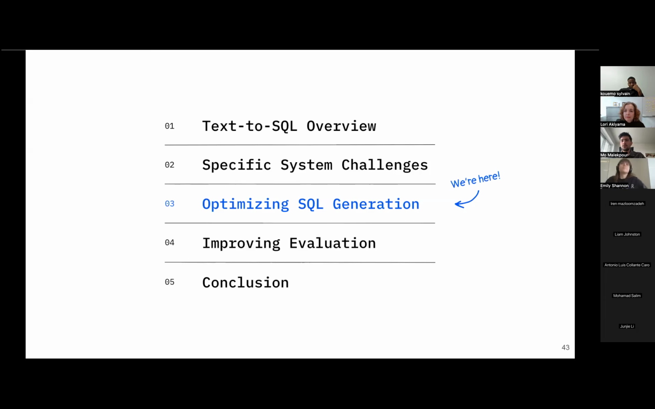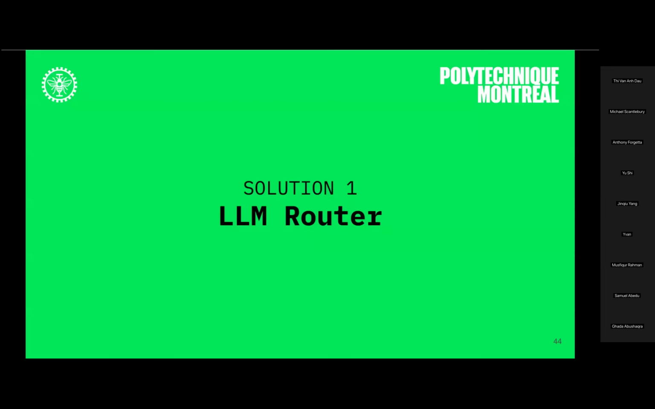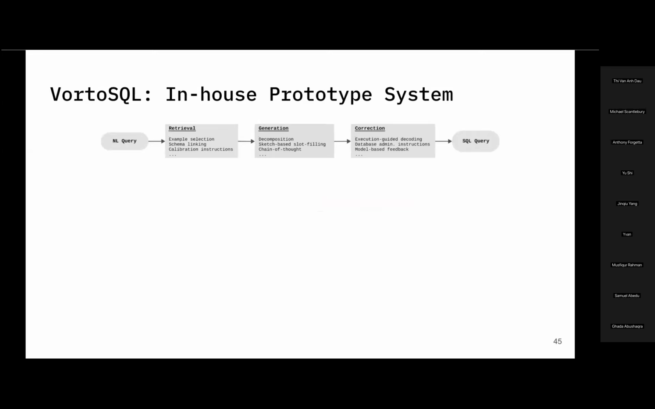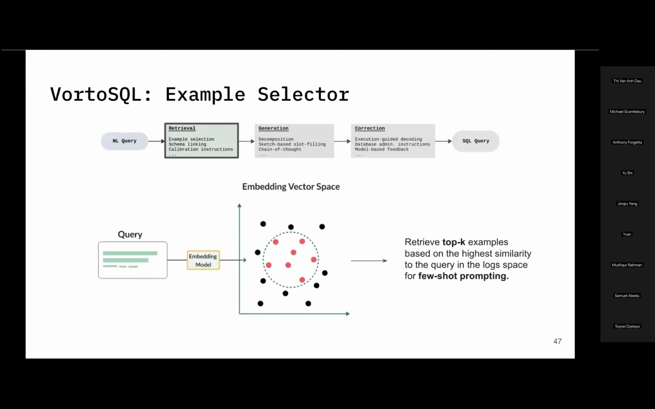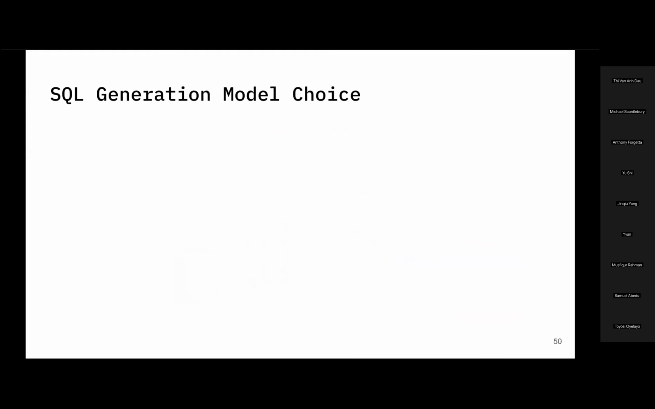Now I'll move to our contributions, starting with how we make SQL generation more efficient. Our solution to the first problem, pipeline cost, is to add an LLM router that chooses the cheapest capable model per query. To study this, we built our own text-to-SQL system called VirtuSQL, which we use as a test bed for our experiments. It follows the same 3 stage pipeline I showed before. The nice thing is that each stage supports different techniques. I'll skip the techniques in the pipeline due to time constraints.